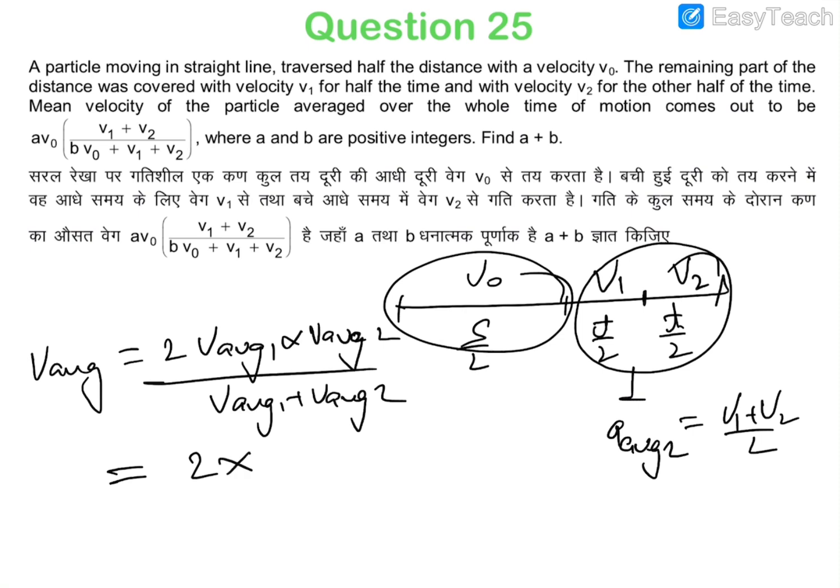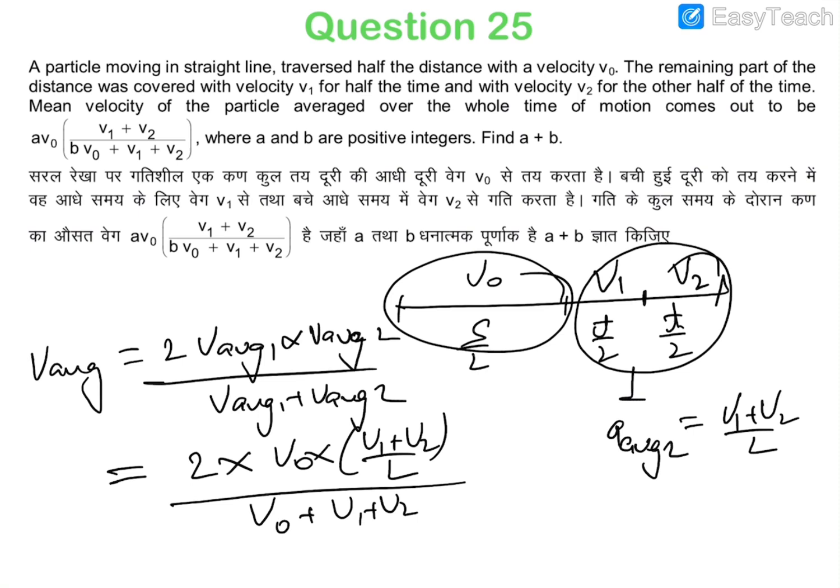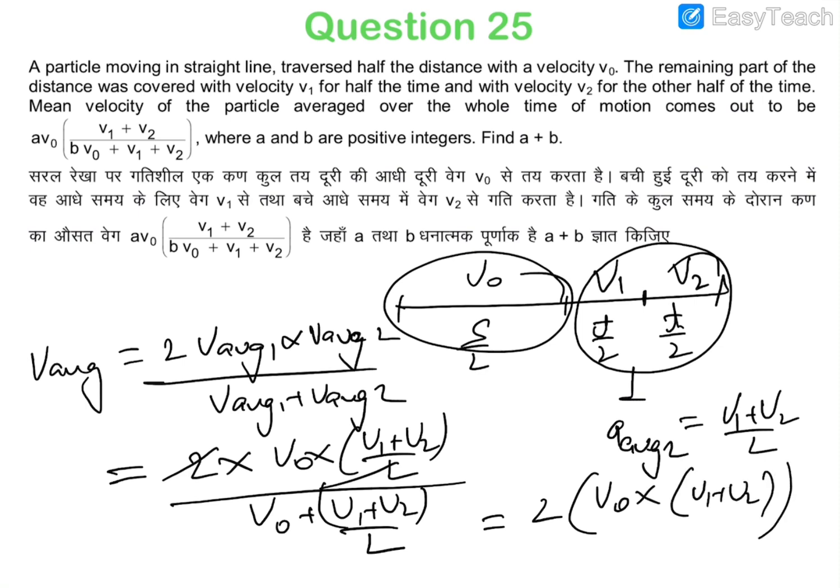So this is 2 into v average 1 is v naught, and v average 2 is (v1 plus v2) by 2, divided by v naught plus (v1 plus v2) by 2. So cancelling this 2 with 2, you can see that it would be 2 into v naught into (v1 plus v2) divided by (2 v naught plus v1 plus v2).